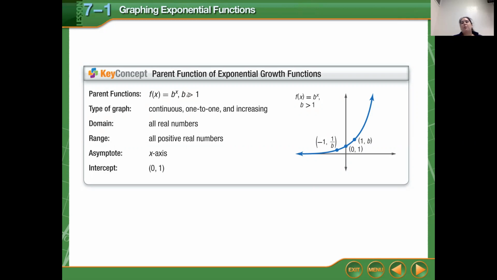And then my asymptote is on the x-axis, meaning I'm not actually going to cross it. I'm going to get really close to it, but not touch it. And then I have an intercept at (0, 1), so I do have a y-intercept. Go ahead and pause the video if you need more time to take notes.